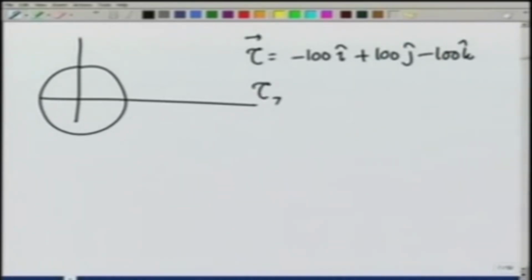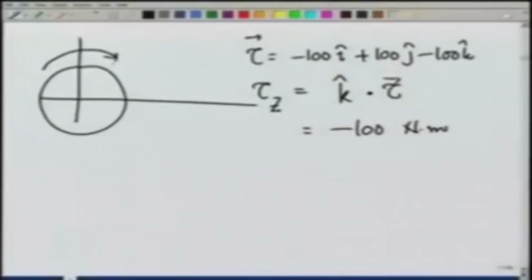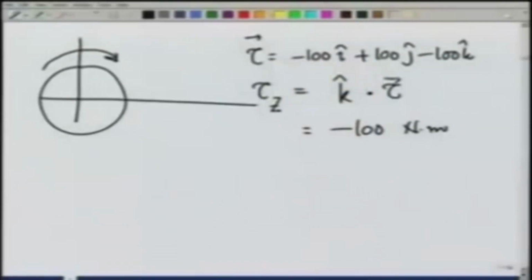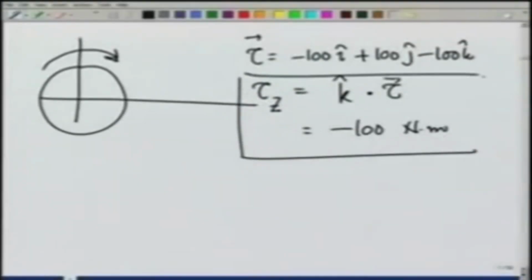So, torque about z is going to be k dot the torque, and which is going to be minus 100 Newton meters. Minus sign means that this is pointing in the direction opposite to z. Therefore, the disk would tend to rotate with the right hand rule in the clockwise direction. This is the sense of rotation of the disk due to this torque. So, torque about z is coming out to be minus 100 Newton meters.